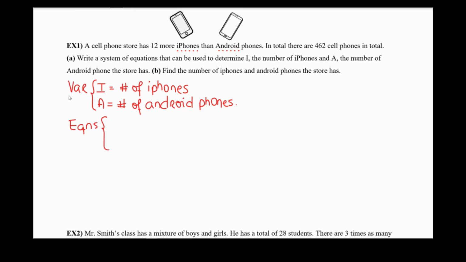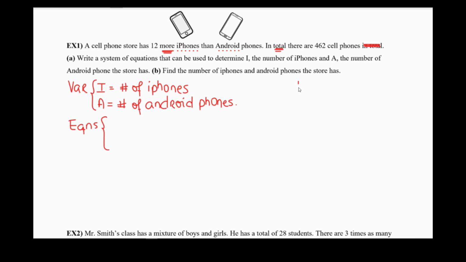So let's read. A cell phone store has 12 more iPhones than Android phones. In total, there are 462 cell phones. So let's cross this out because it's extra. So in total, there are 462 cell phones. Okay. I see that I have some of the keywords for this type of problem, so more and also total. So let's take a look.